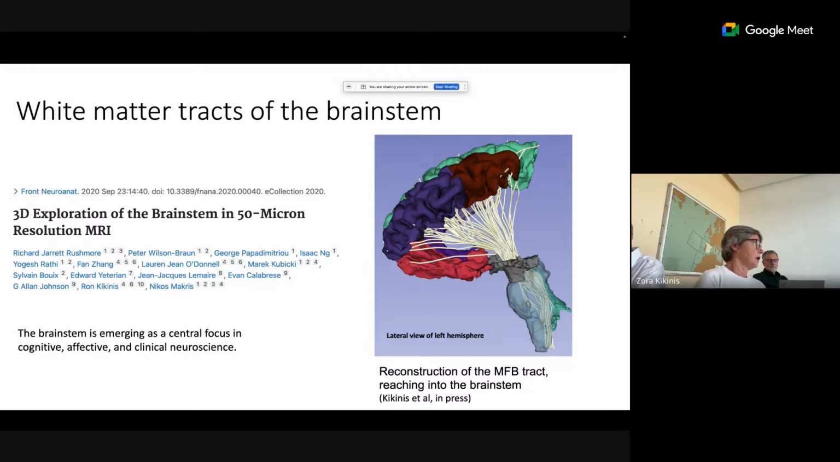And most people do not have enough neuroanatomical knowledge to be able to localize them. But luckily we have Nikos, and Nikos has this knowledge. And so we are now looking into these fiber tracks, and this is important because the brainstem might be central to impairment of cognition and affective and clinical features.